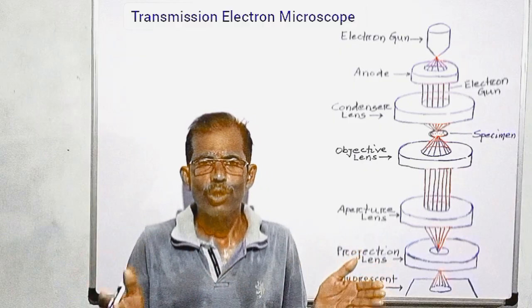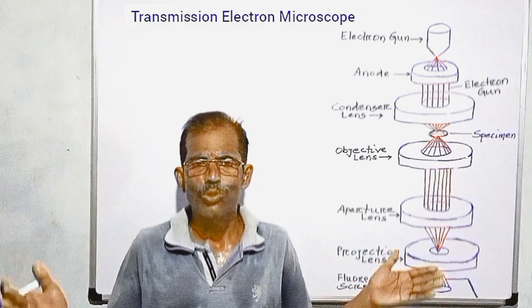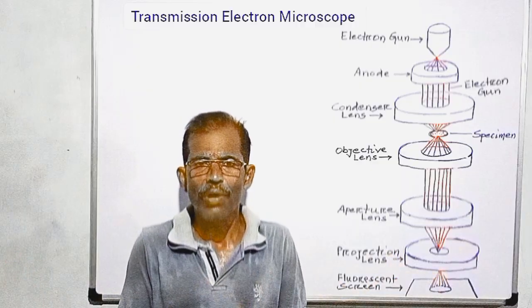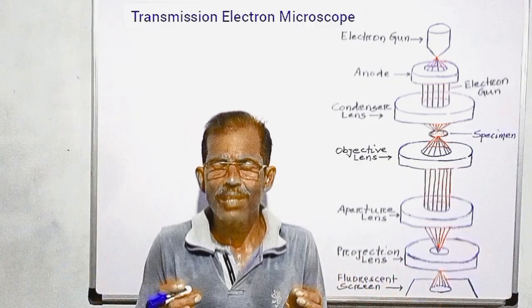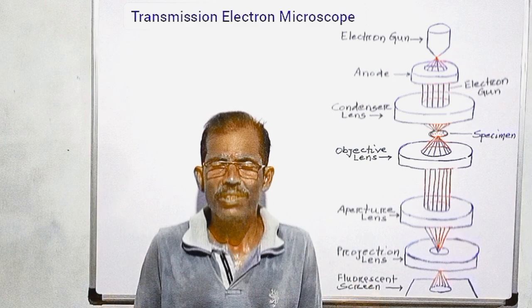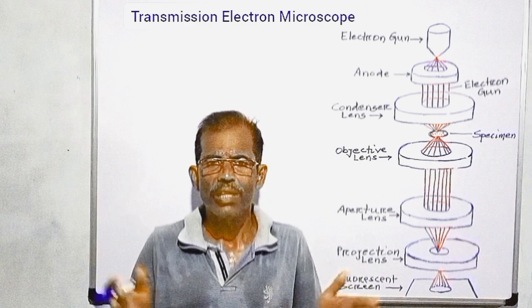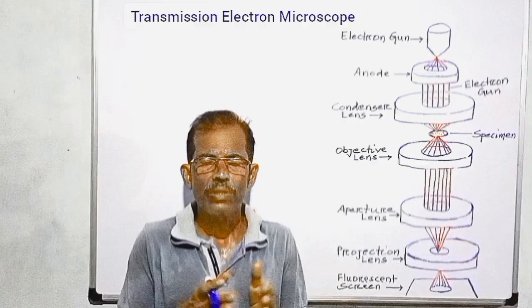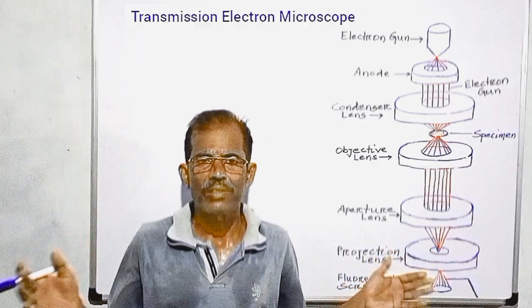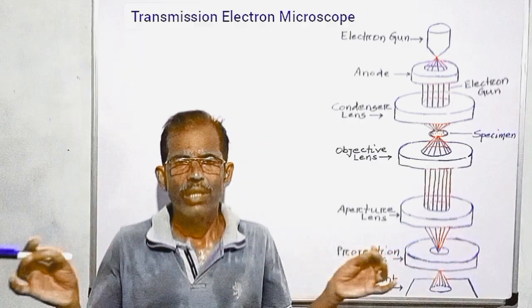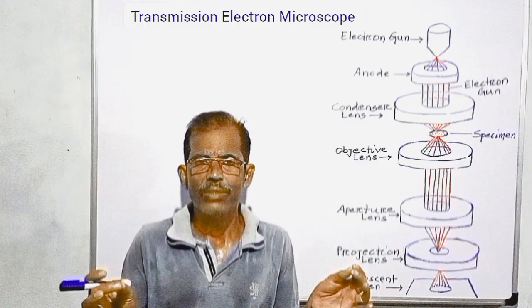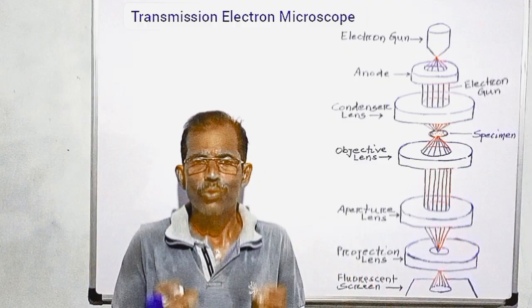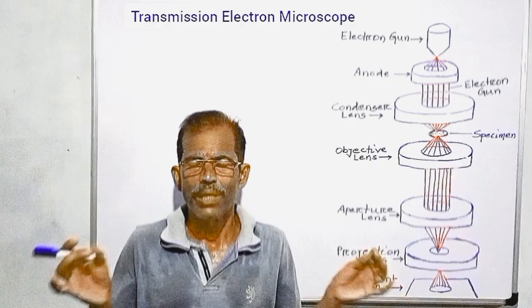Both use an objective and an eyepiece to produce the magnified image. In both of them, a condenser is used to focus the radiation onto the specimen. However, there are certain differences. In the transmission electron microscope, a beam of fast-moving electrons is used to illuminate the specimen.